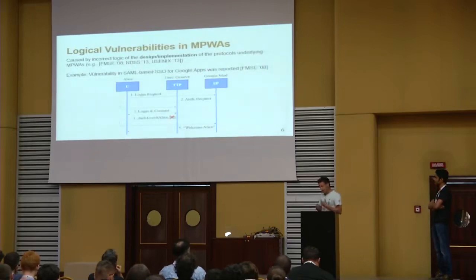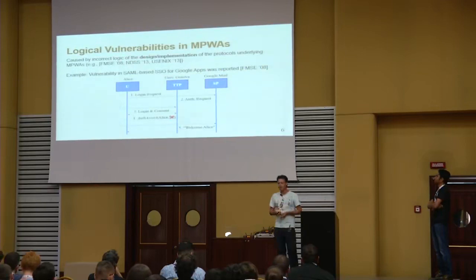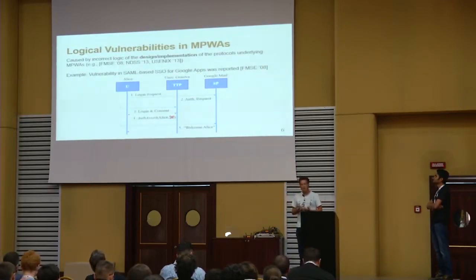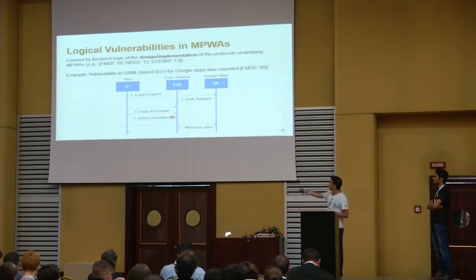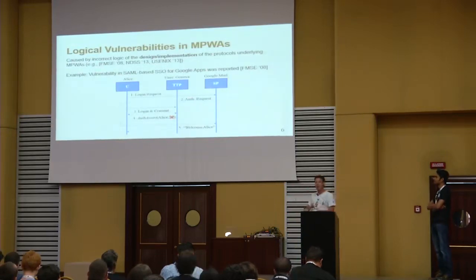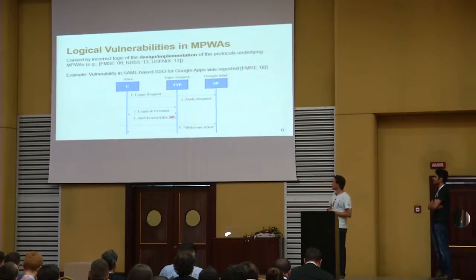However, on this scenario, many vulnerabilities have been reported over the years. And many of these vulnerabilities are what we call logical vulnerabilities. So what is a logical vulnerability? Well, basically, it's an incorrect logic in the design or implementation of the protocol underlying the scenario. So this could be, you just do not bind properly 2 parameters of the protocol, and therefore the attacker can do something nasty. Here you can see an example.